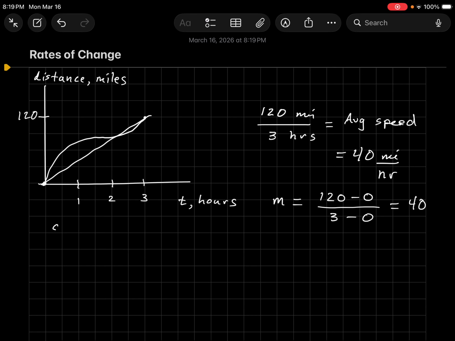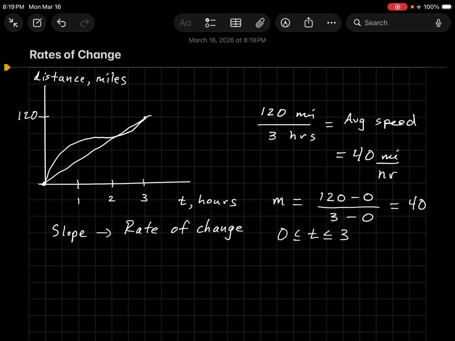So when you see slope, I want you to think speed, or more generally, I want you to think a rate of change. So the slope of a graph is going to tell us how fast something is changing. Now, if we do it over a long interval like we did here when we did 0 to 3, we get an average rate of change. So one of the goals in calculus is how can we find an instantaneous rate of change?